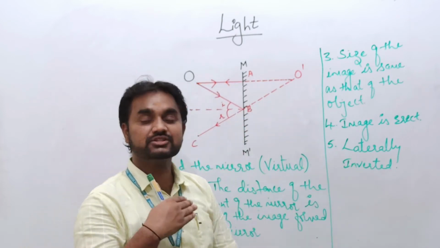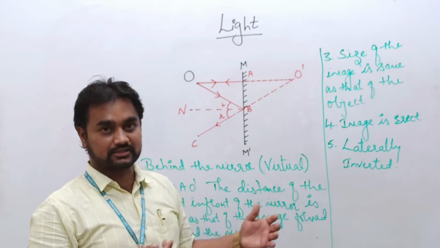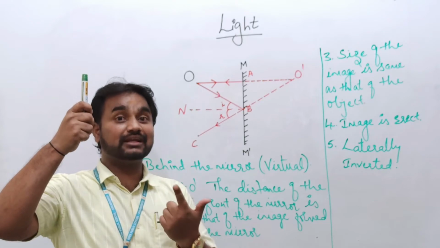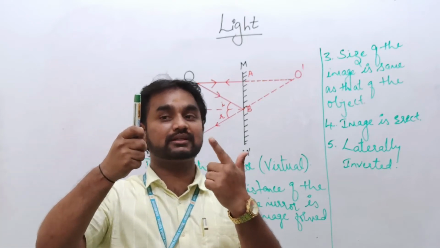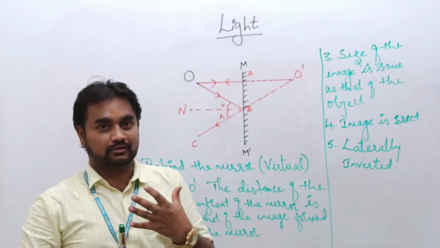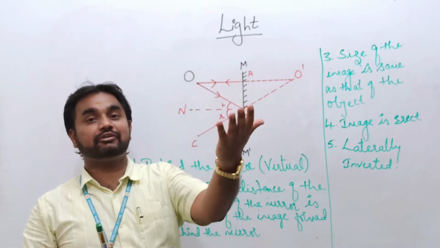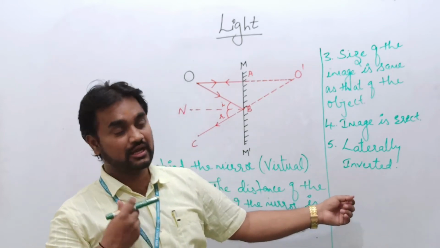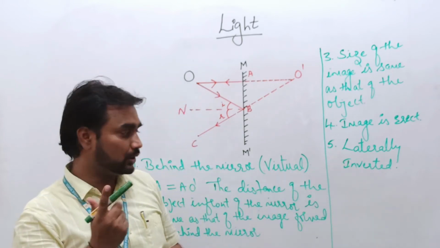The image of the object. Suppose you are raising a right hand, then in the mirror it will be laterally inverted. That is, the side will be inverted. That means if you are raising the right hand, you feel that the left hand is being raised. That is called lateral inversion. Here the image will be laterally inverted.